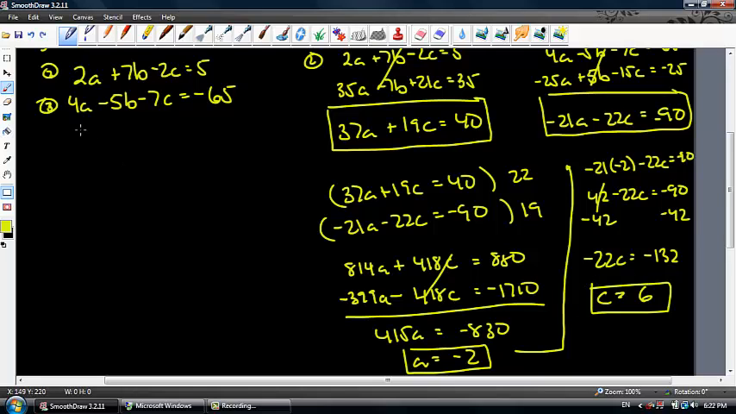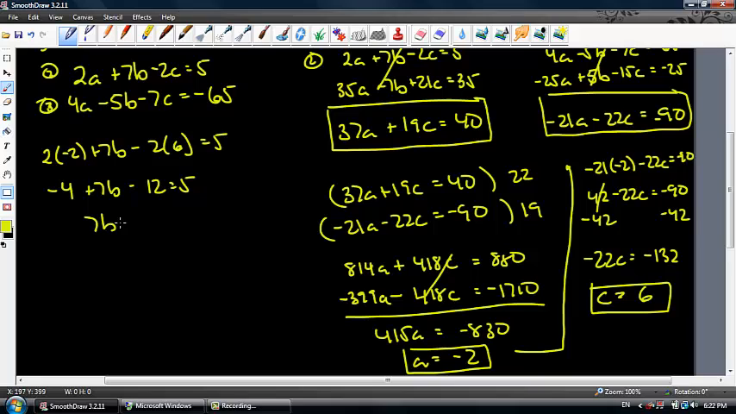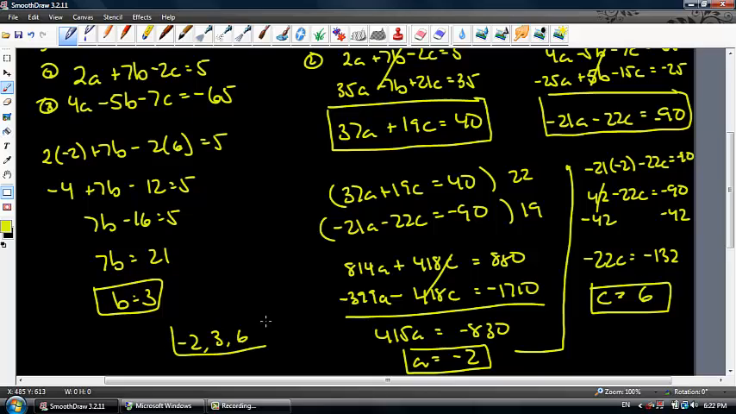Now that we've solved for a and c, let's pump it into one of these equations. I'm going to choose the second one, so that would be 2 times a, which is negative 2, plus 7b minus 2 times 6, which is 5. Negative 4 plus 7b minus 12 equals 5. I got 7b minus 16 equals 5. And I think you guys know where this is going. b equals 3. So what we get is negative 2, 3, and 6 as our answers.